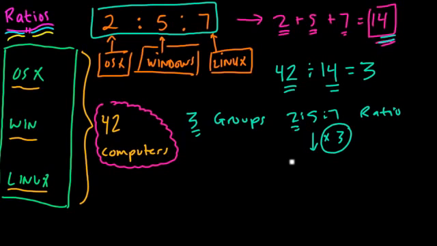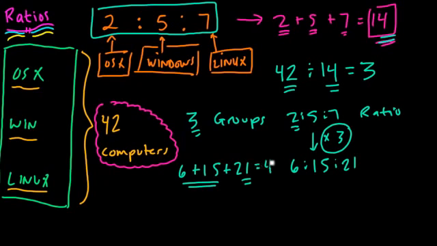So we can think of this 2 times 3 and get 6. 5 times 3, we get 15. 7 times 3, we get 21. Add these 3 up to check your reasoning, right? I get 6 plus 15 plus 21. Well, 6 and 15 is 21, plus 21 is 42. So in this way, we're able to figure out how many of each computer there are in the room.